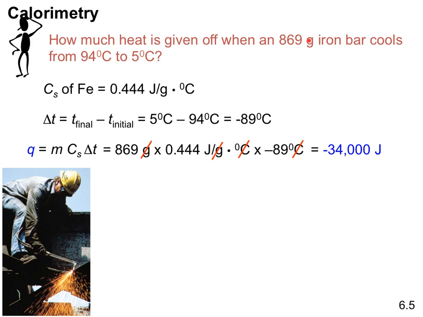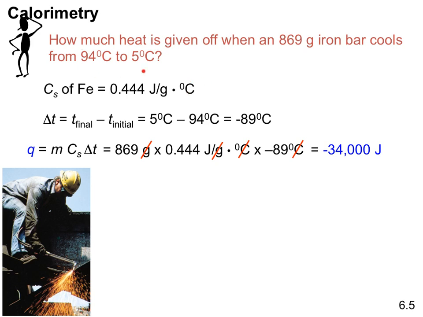Well, first things first, we have our substance, which is iron. We need to look up its specific heat capacity. So we would look on the table, like the one we saw in our last slide, and find the specific heat capacity. Remember, the iron value was 0.44 joules per gram degree Celsius. So we have that here. We got that from the chart.